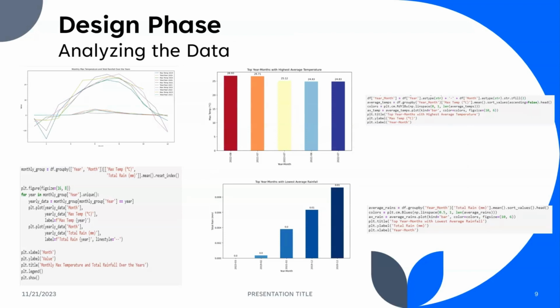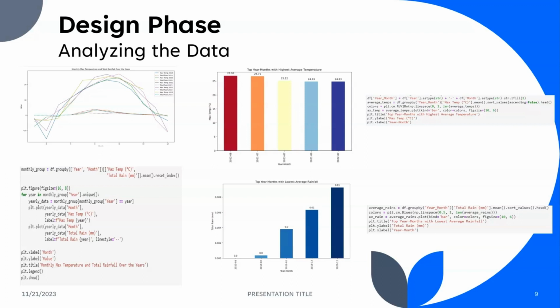Next, we move on to the design phase. We analyzed the data that we already collected and found some interesting observations. We used Jupyter Notebook to run some basic analysis on the data. We have 3 charts that were developed for the analysis using Pandas, NumPy, and Matplotlib.